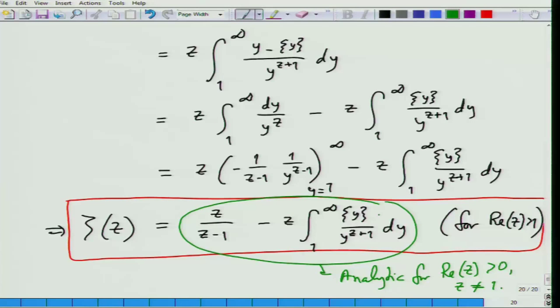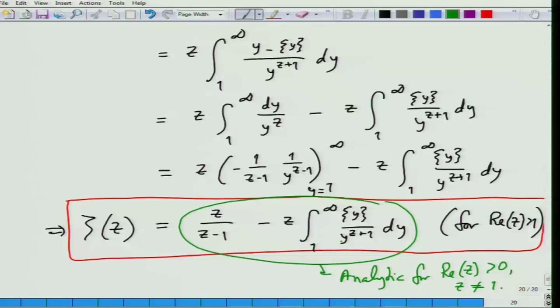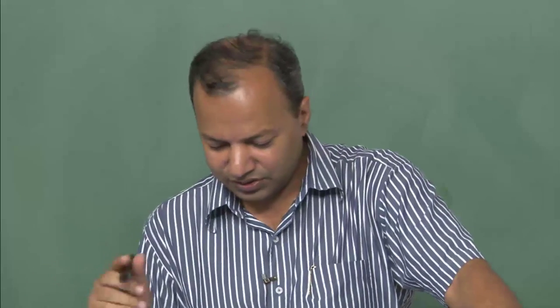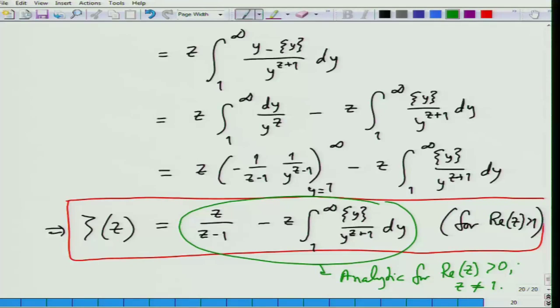1 over y to the z plus 1 is an analytic function in z, and we have seen that when you integrate an analytic function, actually it is both analytic in z as well as in y. For every value of y it is analytic, and therefore its integral is also analytic in z, and it converges for every real z greater than 0. So the right hand side therefore is an analytic function for real z greater than 0 and z not equal to 1, of course.